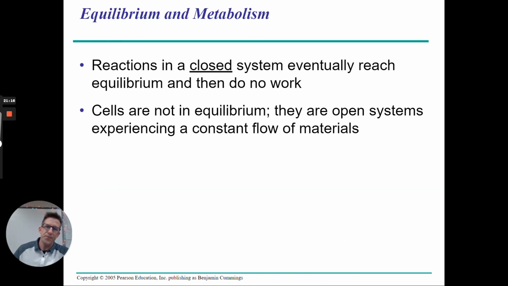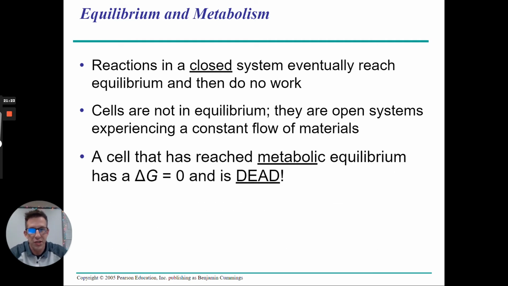All right. Now, equilibrium, we've got to relate equilibrium to metabolism. Reactions in closed systems eventually reach equilibrium, and then they do not work. Cells are not in equilibrium. That's one thing we have to take into account here. They are constantly working towards equilibrium because that's just the natural way of things. But cells are open systems, and they experience a constant flow of materials, including energy. A cell that reaches metabolic equilibrium is actually a dead cell.